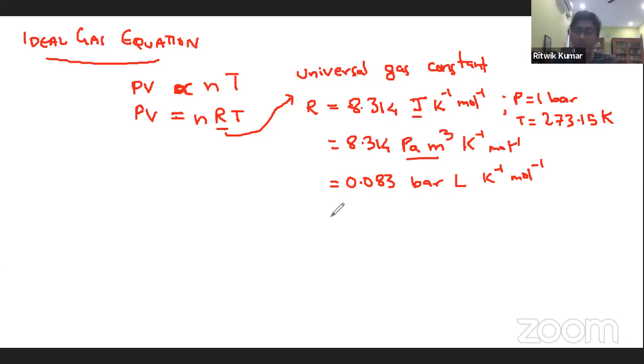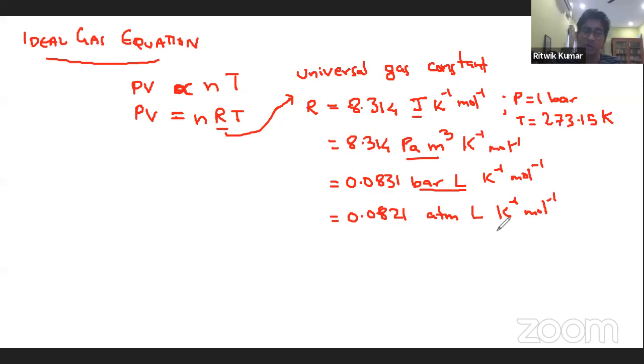Now, when you convert the bars to atmospheric pressure, you'll get 0.0821. There's not much difference. If you want, you can keep that as well. Atmosphere liter per Kelvin per mole. Is it clear? So at standard temperature and pressure STP conditions, you'll take 8.314 or 0.0831 bar liter. If they have specifically mentioned the pressure is 1 atmosphere, then you will take 0.0821 atmosphere liter per Kelvin per mole.